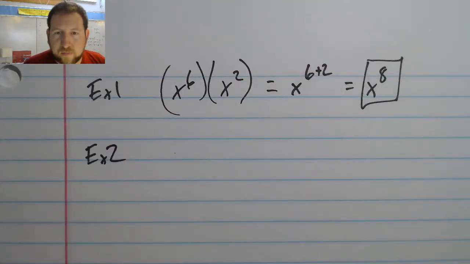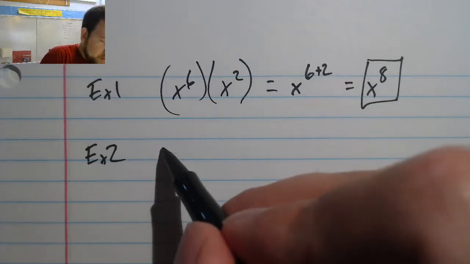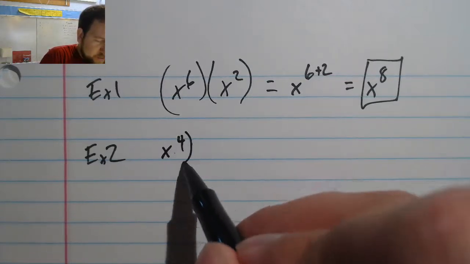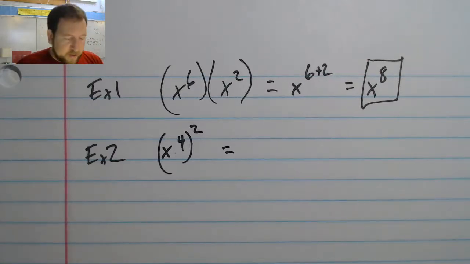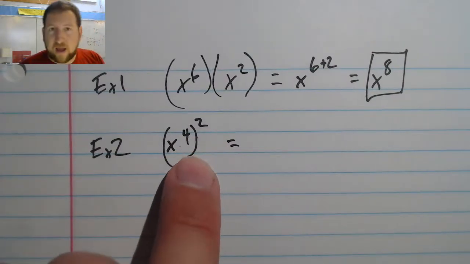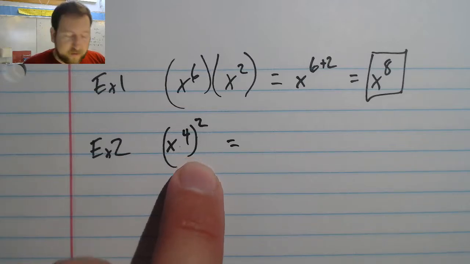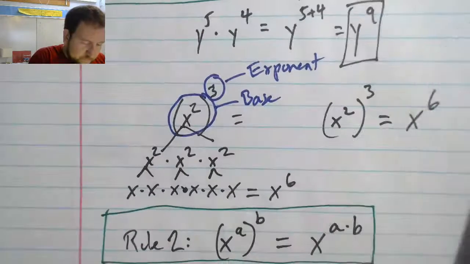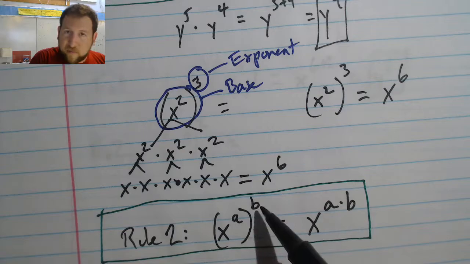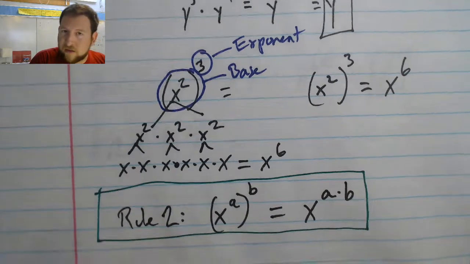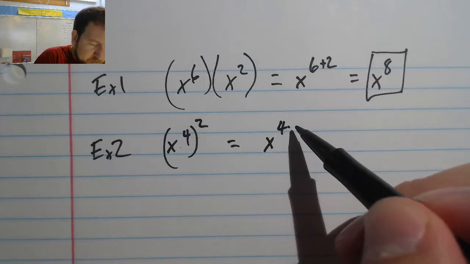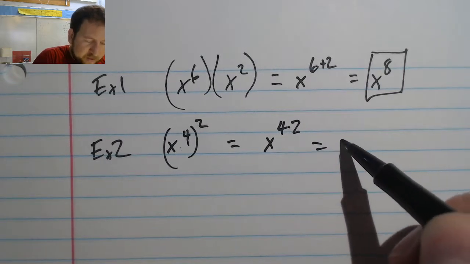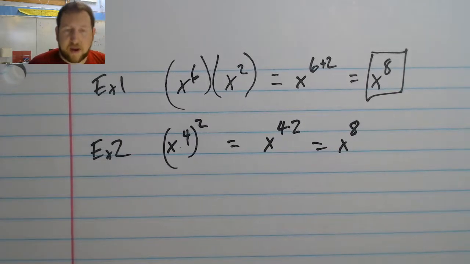Let's take a look at another example. Example 2. In this case, x to the 4th, squared. Well, which rule am I going to use? I can see that I'm raising a whole set of variables and their exponents to a power. So it looks like this. I'm raising it to a power, so I'm going to multiply those exponents together. So I have x to the 4 times 2, which is x to the 8th power.